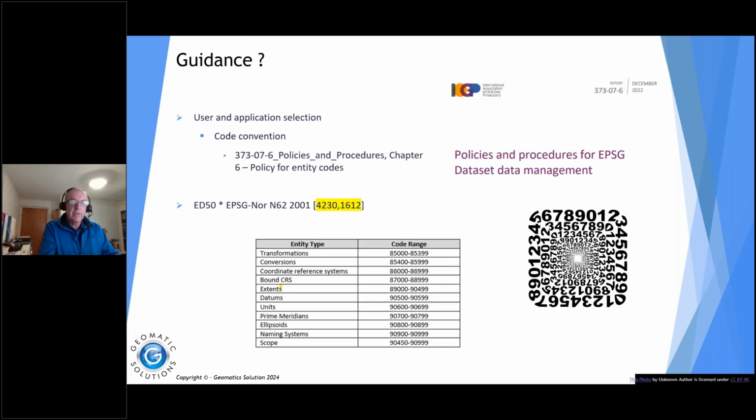There is guidance on this as well in the same document, and it comes up as policy for entity codes. And you see that I've marked that 4230 and 1612. We can see that in the registry later. The little table I have there indicate how this is handled in companies. So in essence, companies, when they create their own CRS catalogs, they need to create all these elements that are listed here: scopes, naming systems, ellipsoids, prime meridians, etc. All of that is included in creating a coordinate reference system, or specifically a bound coordinate reference system.